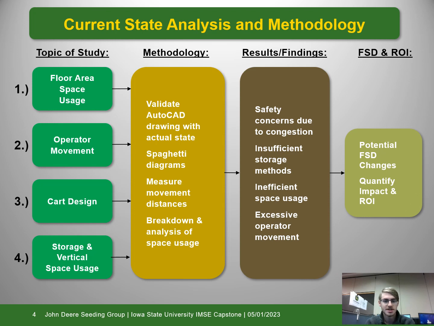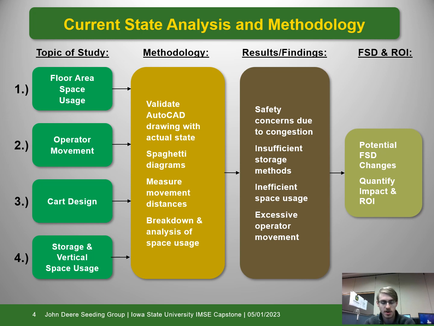Within our current state analysis for this project, we focused on four main topics of study. The first being floor space and area usage, operator movement, cart design, and the amount of vertical space used. With the methodology of how we conducted this analysis, we first validated what we saw in the AutoCAD drawing with what was seen in the actual state during our on-site visits. We created many spaghetti diagrams for operator and cart movements. We measured the distances of these movements, and then we broke down analysis of how the entire floor space was used by its specific use cases.